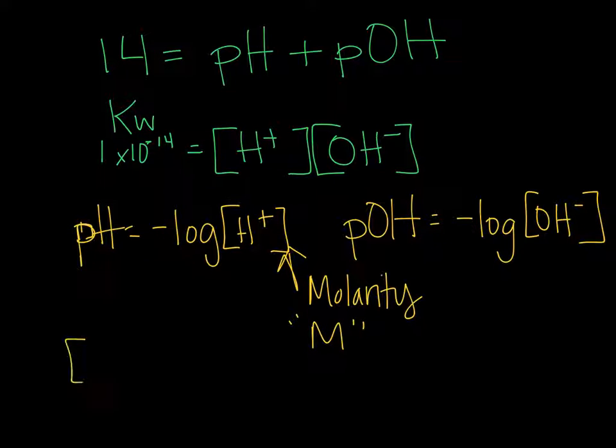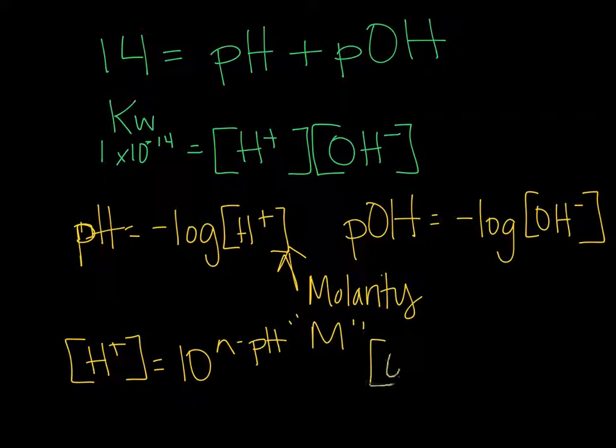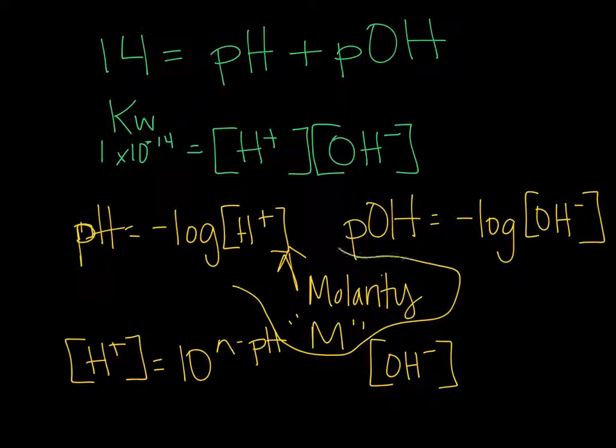All right, if I wanted to find the hydrogen concentration, I could take 10 to the negative pH. If I wanted to find hydroxide concentration, I could do 10 to the negative pOH. And that is all I've got for you. So now you're going to get your review and you're going to work on it.